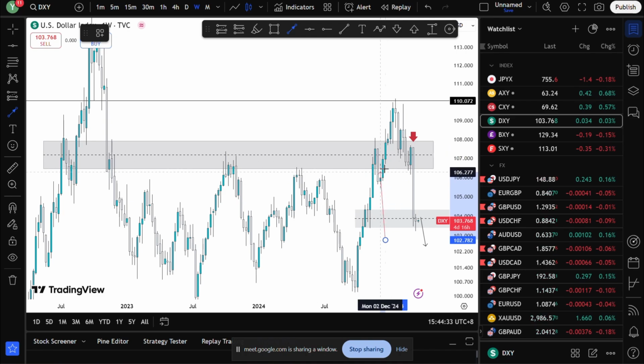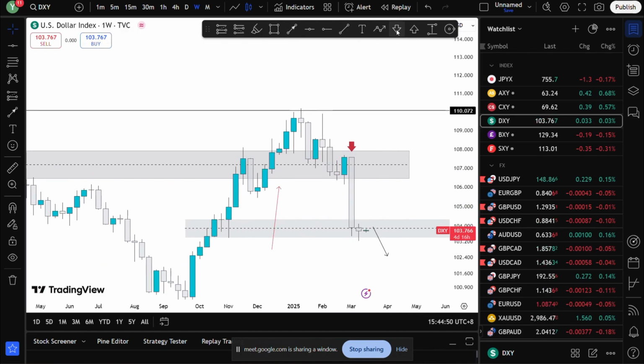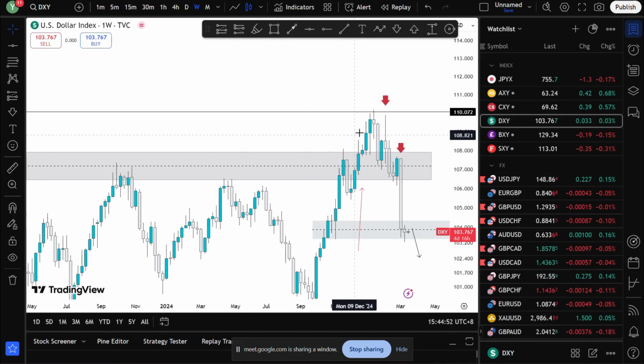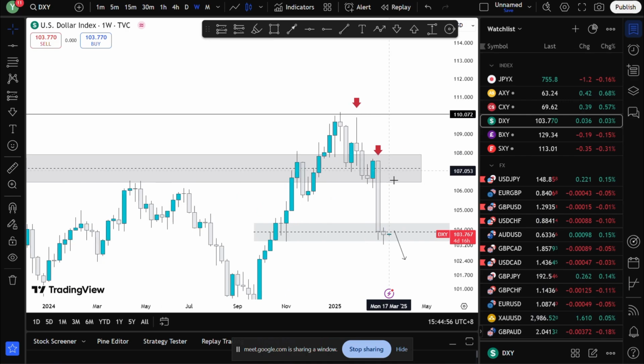That was a time when the DXY went very aggressive until it hit the next level over here, which is the SNR level. The price hit this level once and then twice over here, twice because the price formed a long wick rejection. This long wick rejection indicates a possible downtrend.